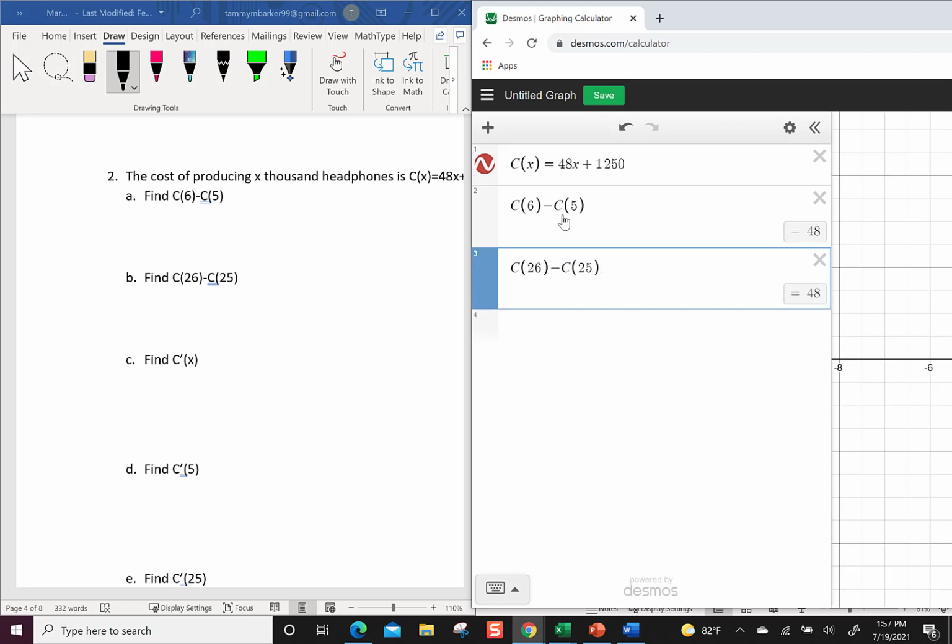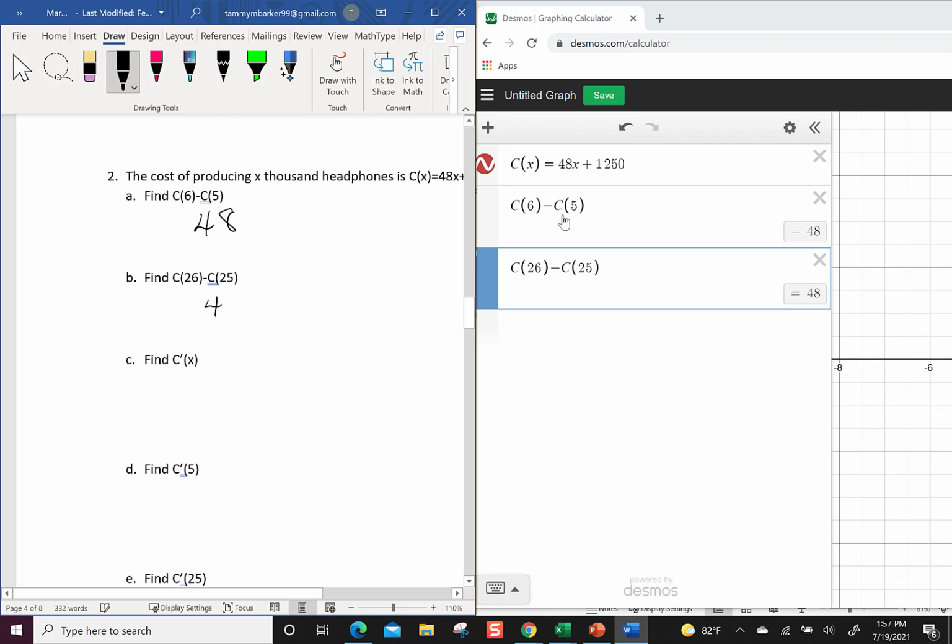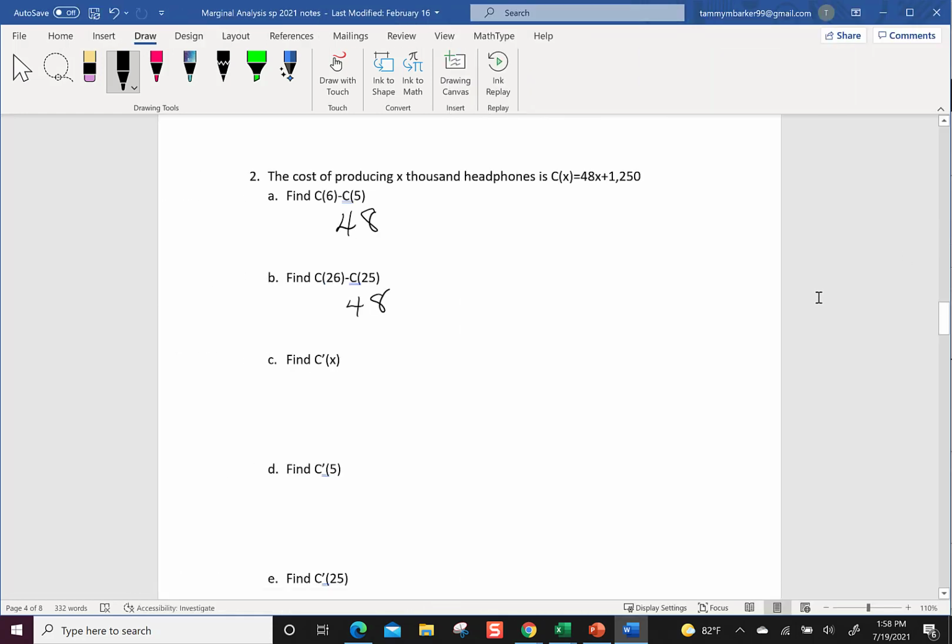Now notice both times we got the same value of 48. So we got 48 for C of 6 minus C of 5. We also got 48 when we did C of 26 minus C of 25. Now why did that happen? Well, go back to our original function. C of x is 48x plus 1,250, and let's find the derivative. Well, the derivative of 48x is 48, and the 1,250 goes away as a constant. So if I find the derivative at 5, I get 48. Also, derivative at 25 would be 48.